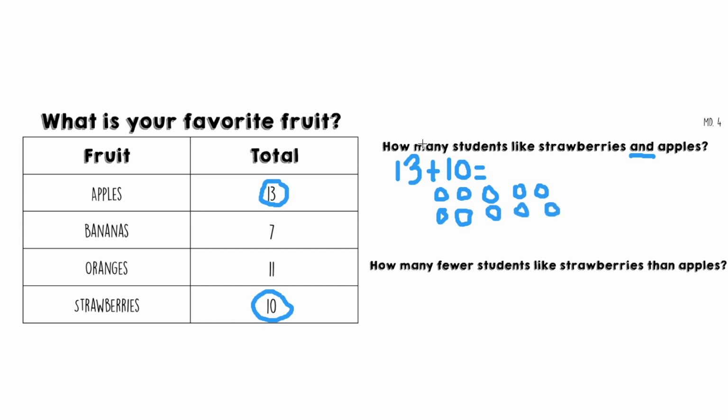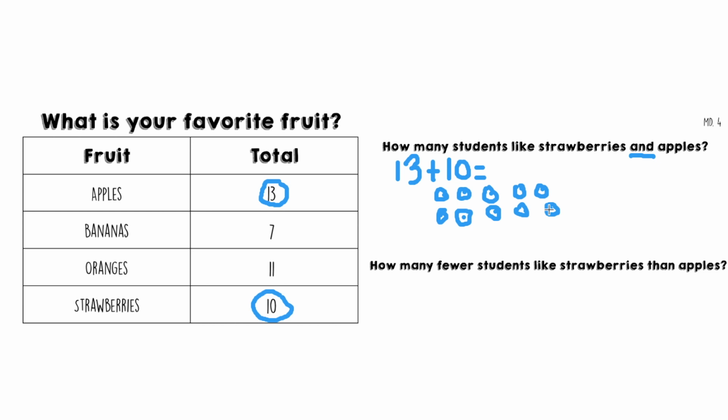Now, I want you to help me count. Count on. And we're going to start at 13, and I want you to help me count on to see what number we land on. I want you to do it with me. Let's begin. 13, 14, 15, 16, 17, 18, 19, 20, 21, 22, 23. 23 students like strawberries and apples.